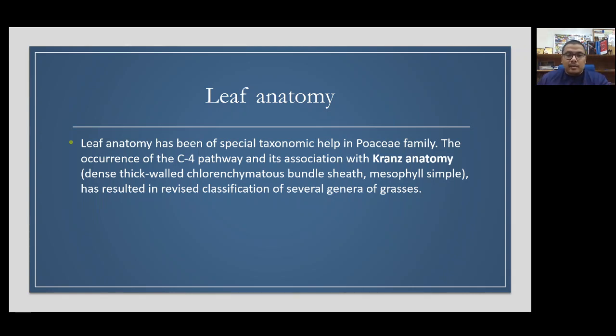So this has resulted in revised classification of several genera of grasses. The Kranz anatomy is very crucial between the C4 and C3 pathway. This is one example of how taxonomists use leaf anatomy to differentiate, especially in the grasses family.